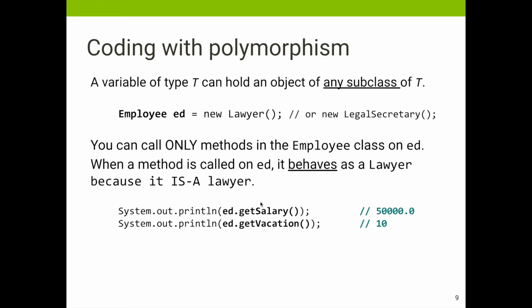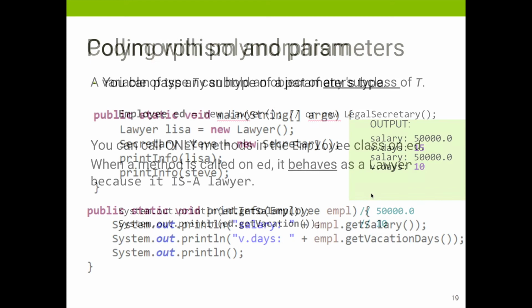I cannot do sue, right? Because even though the lawyer can sue, the compiler only knows it as an employee. So down here, I can only do employee methods, which is get salary and get vacation. Those are the things that I can do. When it gets the salary, it's going to behave as a lawyer, and it's going to return $50,000 instead of the $40,000 that regular employees do. And when I call get vacation, it gives me 10 versus the regular employees, which I think is only 5.